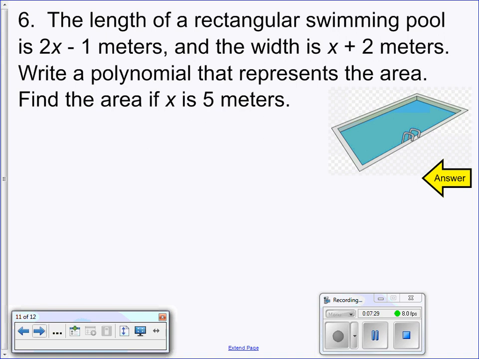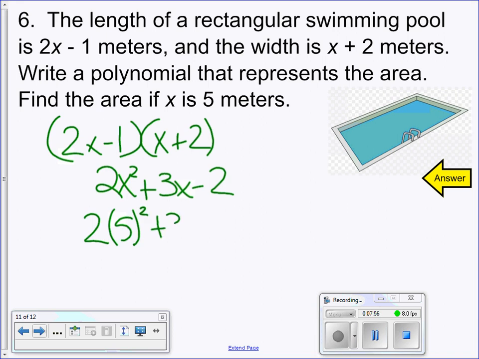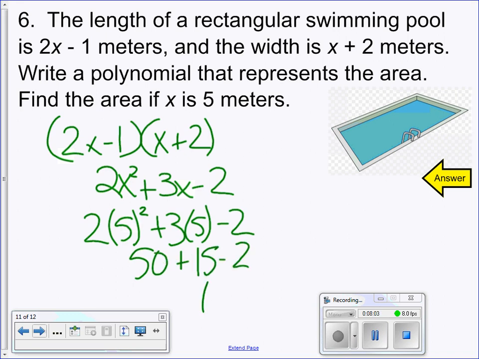The length of the rectangular swimming pool is 2x minus 1, and the width is x plus 2. Write a polynomial that represents the area, and then find the area if x is 5. So length times width, 2x minus 1 times x plus 2. That gets me 2x squared plus 3x minus 2. Then if I plug in 5 for x, I get 2 times 5 squared plus 3 times 5 minus 2, which is 50 plus 15 minus 2, which is 63 meters squared.